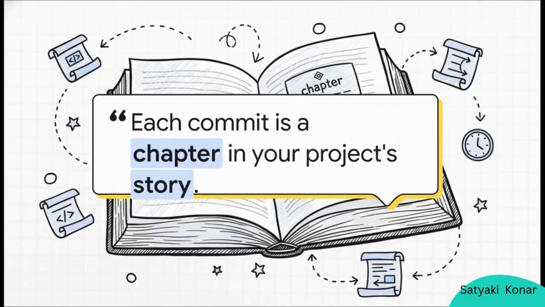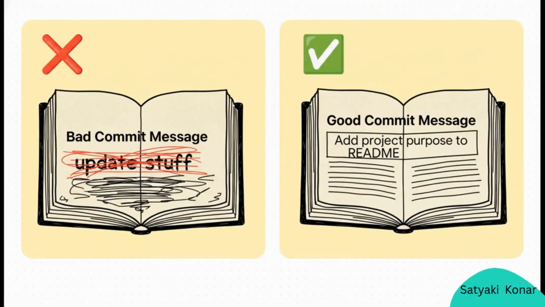I love this analogy. Think of your entire project like a book. If that's the case, then every single commit you make is a chapter in that story. Each one is a permanent part of the history that explains how your project grew and evolved over time. So what makes a good chapter title, right? Look at this. A message like update or changes, that's useless. It tells you nothing. But a message like add project purpose to README, now that's helpful. That tells me exactly what I'm going to find in that chapter. It's clear, it's concise, it's perfect.